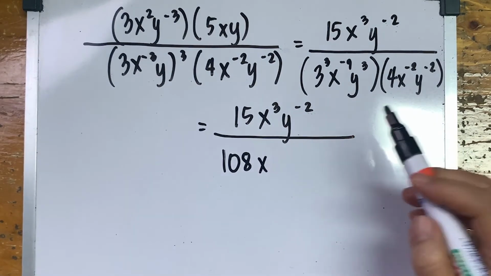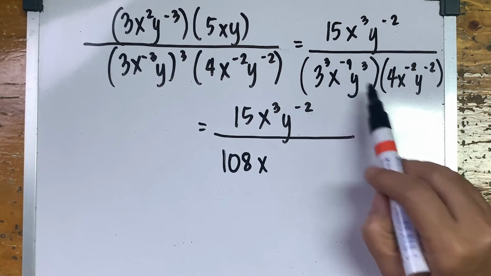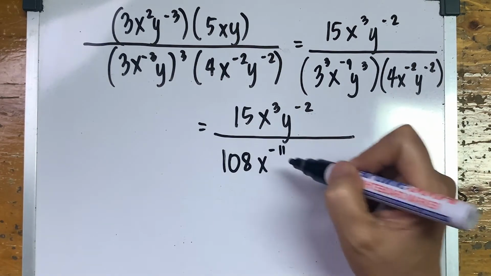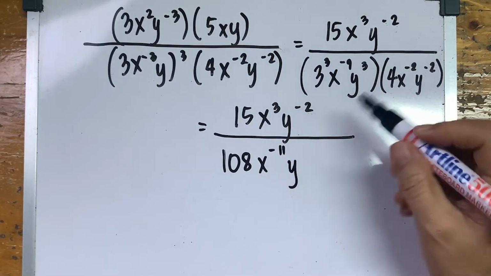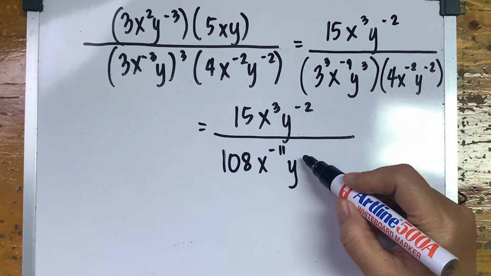Okay, now let's work on the variables. So x to the negative 9 plus x to the negative 2 will give us negative 11. And then for y, 3 plus negative 2 is simply 1.